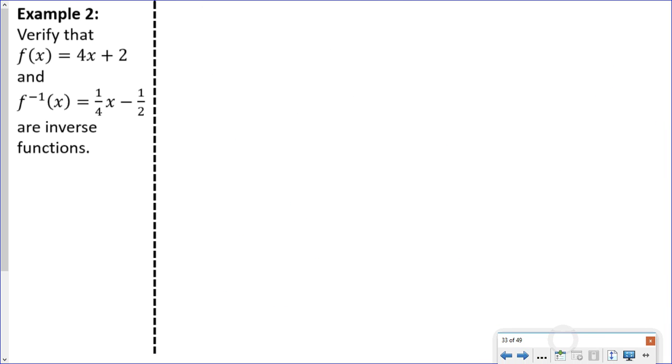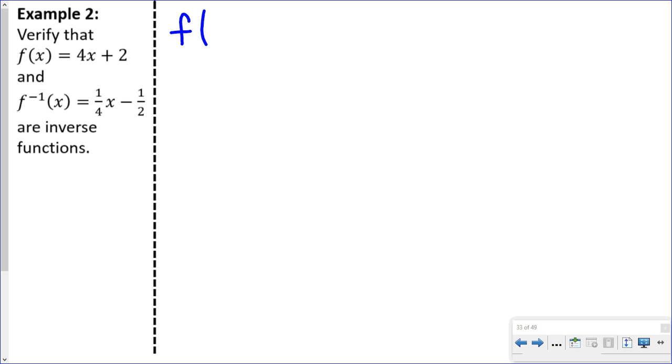All right, example 2. If they ask you to verify that these two functions are inverse functions of each other, you're first going to do the composition of the two. Okay, and we talked about compositions on day 3. So basically what I'm going to do is f composed with f inverse of x, f of f inverse of x. That means you take f, and then I'm going to put in the inverse function here, which is 1/4 x minus 1/2.